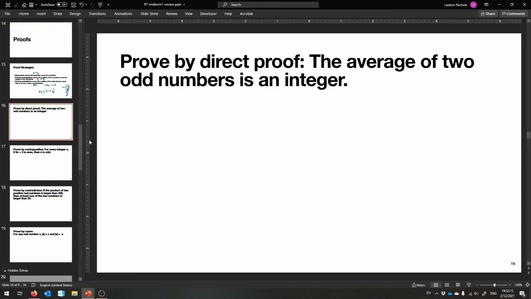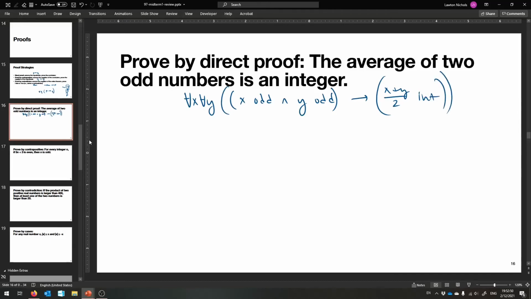So let's prove this first thing by direct proof. The average of two odd numbers is an integer. We have two odd numbers, and we need to prove that the average of them is an integer. So we have two numbers, x and y. This should work for any of them. If x is odd and y is odd, that should imply that their average, x plus y over 2, is an integer. That's your theorem, and now you can see the implication involved. I hope you see that.